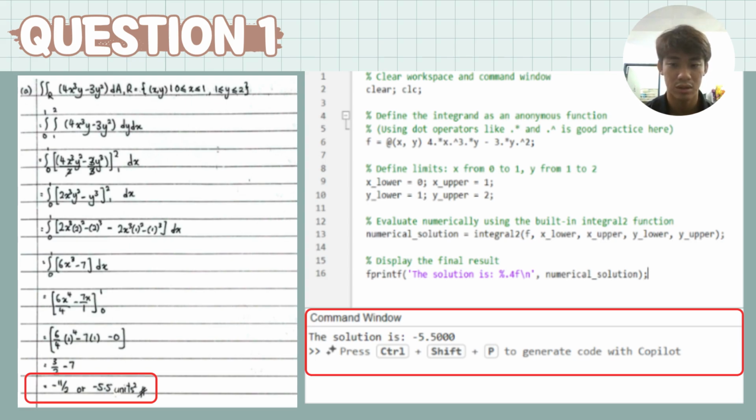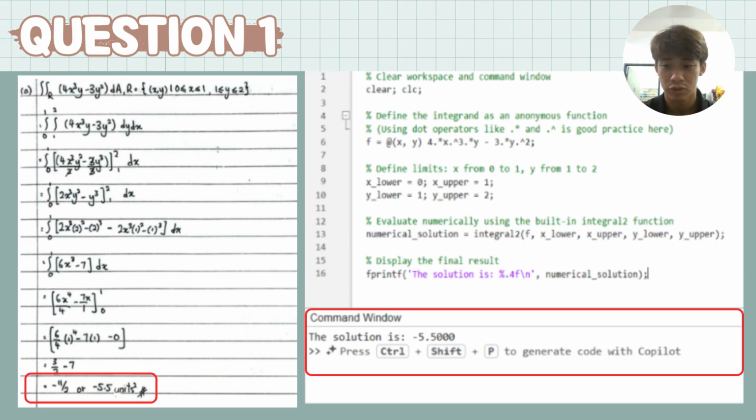Finally, we integrate this remaining expression with respect to x from 0 to 1. This gives us 3 over 2 x power of 4 minus 7x, and substituting our boundary leaves us with a final answer of minus 5.5 unit square.